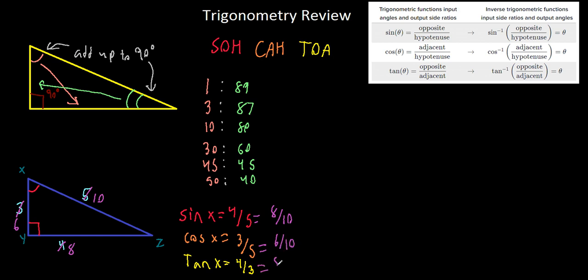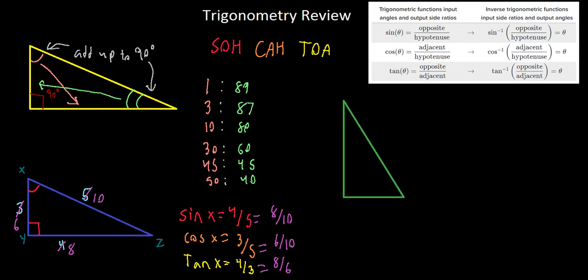and 4 over 3 simplifies to 8 over 6. I'm sorry, it's 8 over 6 simplifies to 4 over 3. The new tangent is 8 over 6. Excuse me. So yes, these formulas always work. So let's go ahead and try one more example here.